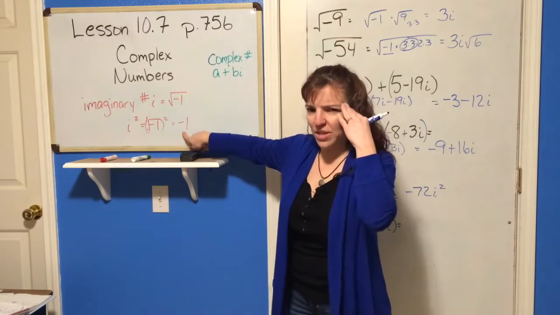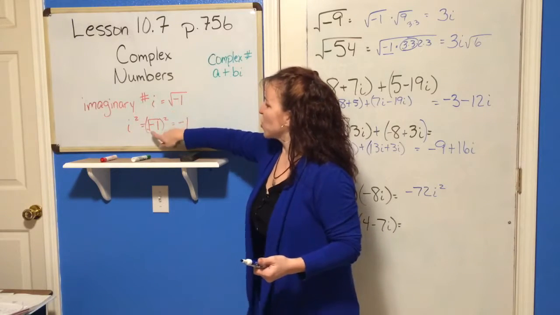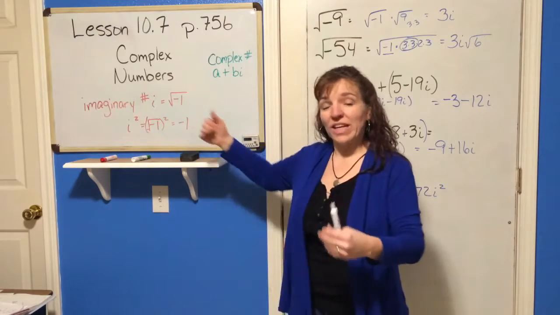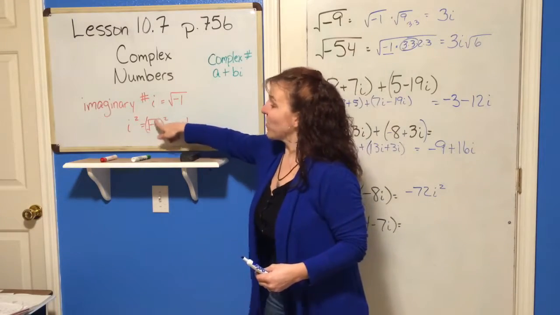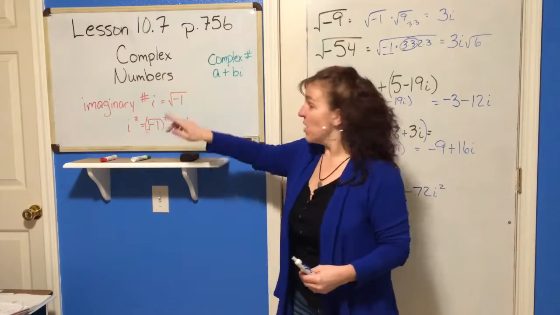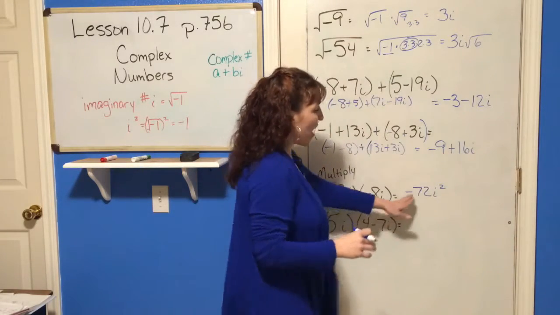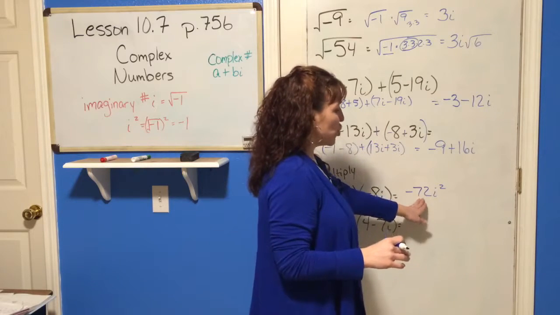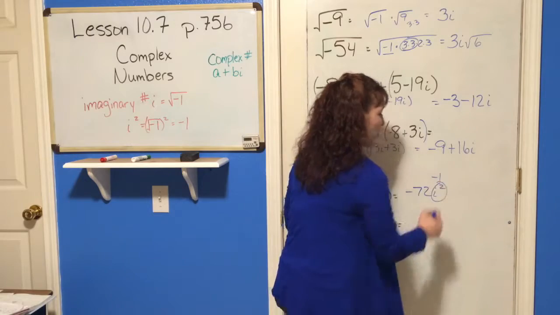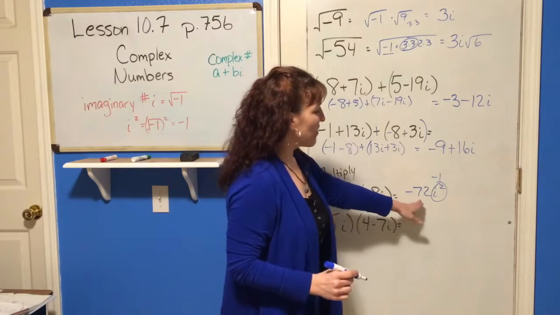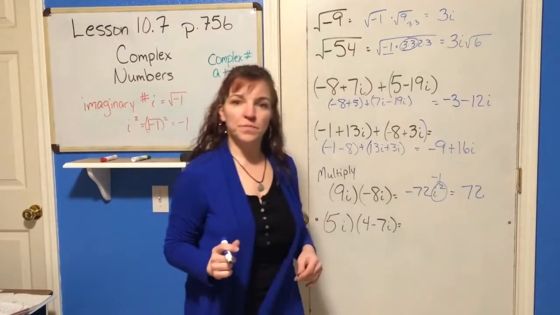All right, go through that again in your brain just so that you understand. So i squared is the same as the square root of negative 1 squared. Anytime you square a square root, you get back to whatever was under that square root symbol. So i squared is just negative 1. So if we have negative 72i squared, this i squared is equal to just negative 1. So now negative 72 times negative 1 is just a positive 72.